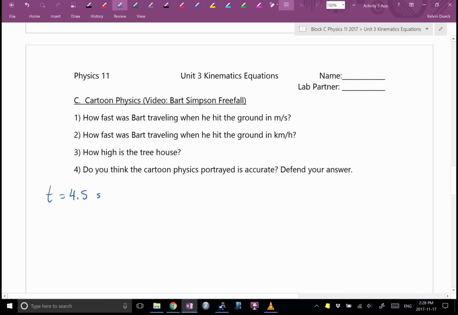What else do we know? Oh, what are we trying to find? So we're trying to find, I think, VF, yes? What else do we know? VI was 0. We've done this equation an awful lot. It's the first one we started with. I think we're going to end up using VF equals VI plus AT, but I'm going to get the T by itself because I can.